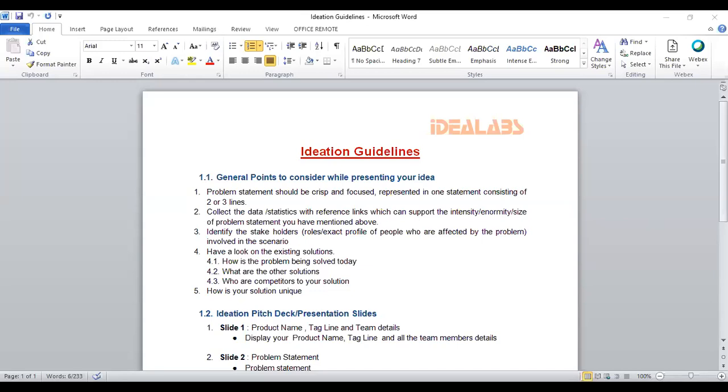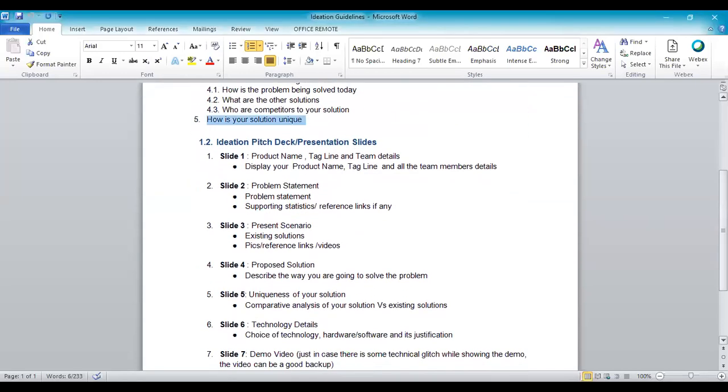So what we have also done is, if you go down, we have listed a typical 6 or 7 slide presentation which can be used as far as your ideas are concerned. The first one is the cover slide, of course, which has the product name, tagline, and the team details. The second one is where you define the problem statement, like we just discussed above. Okay, problem statement supporting your statistics, references, links.